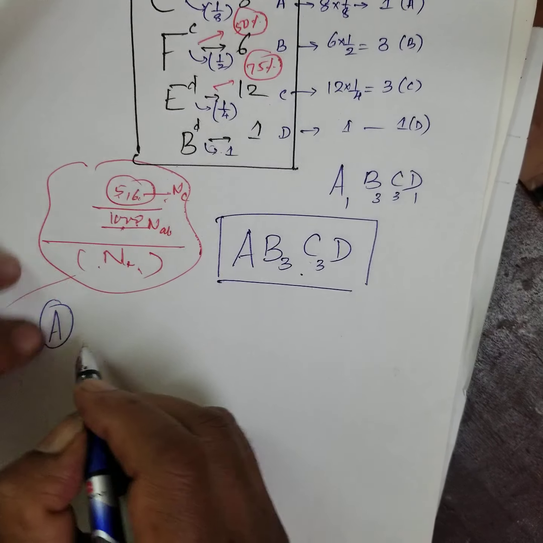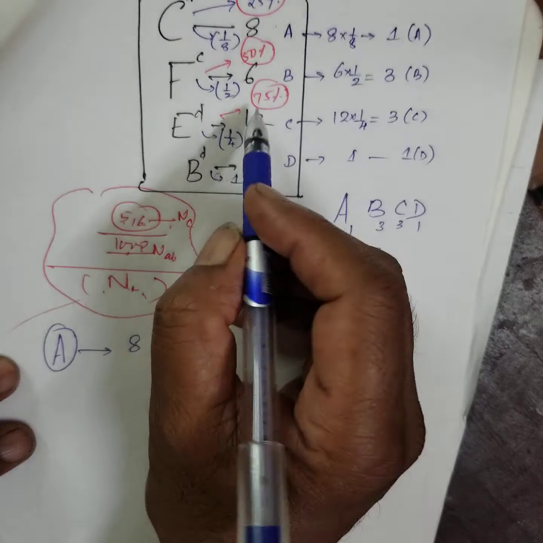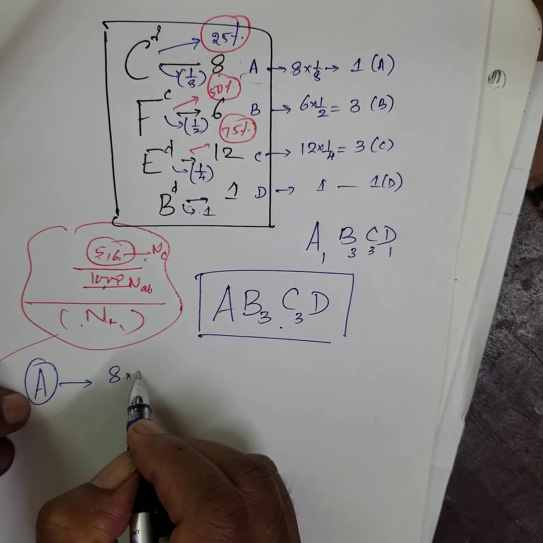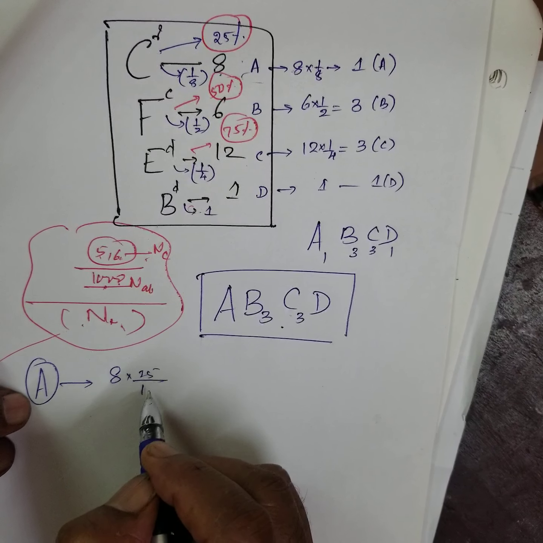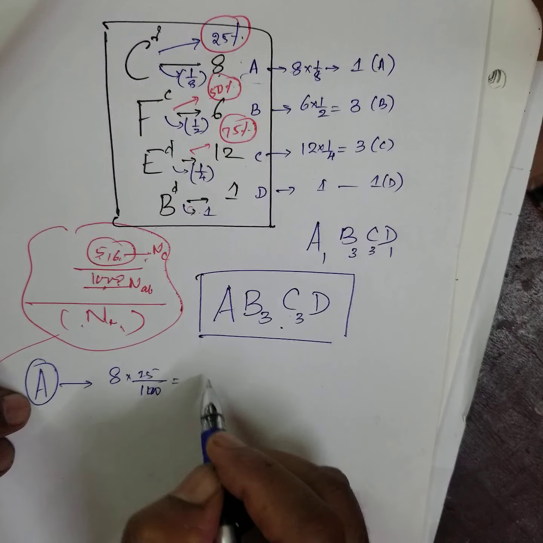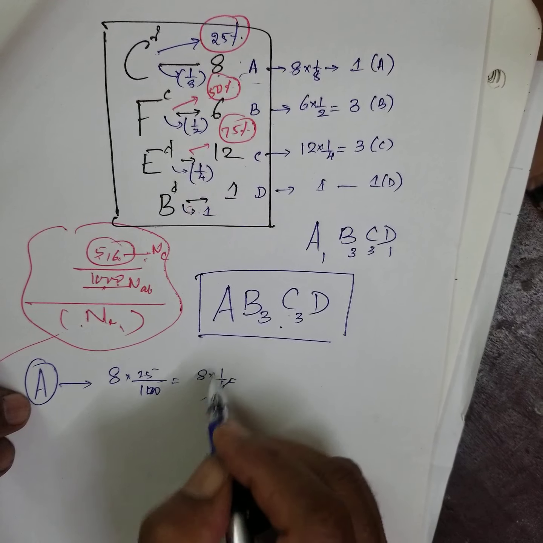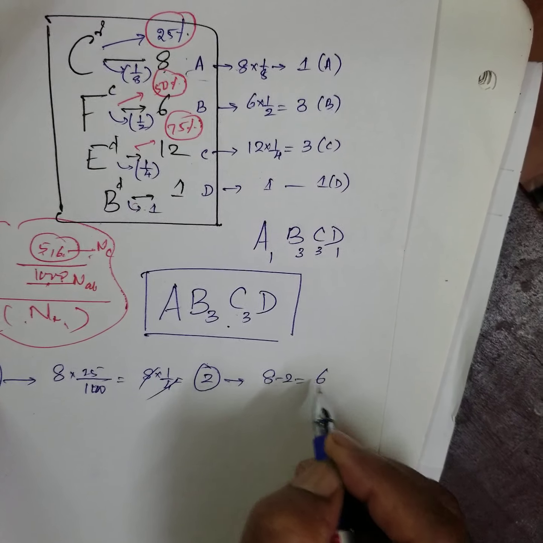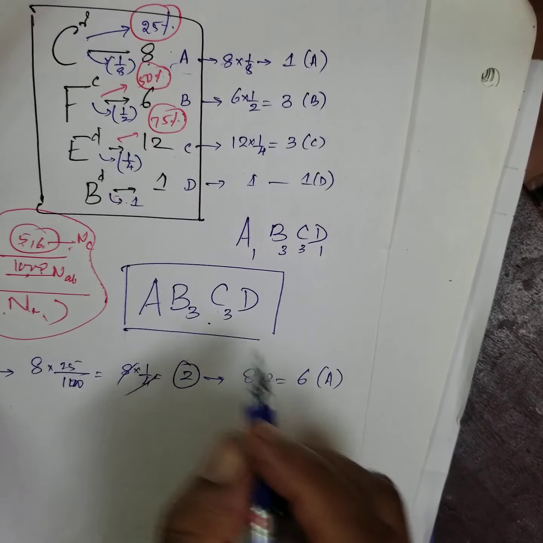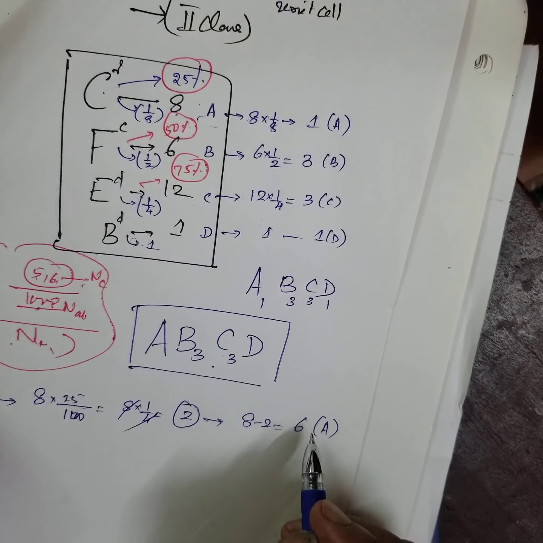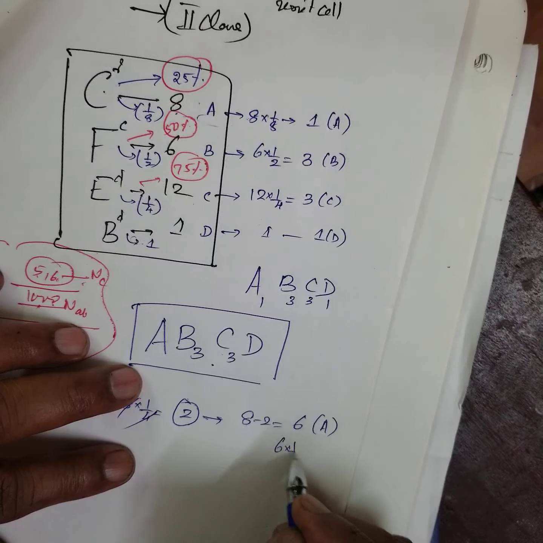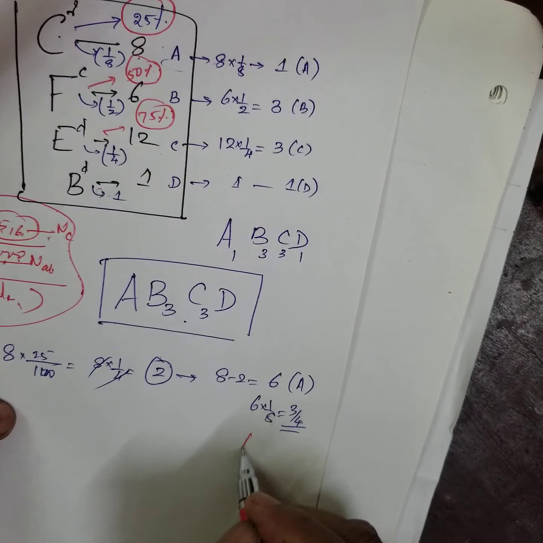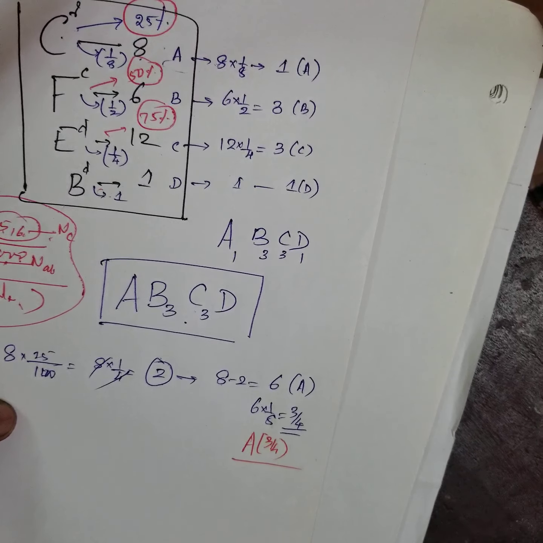Now A. How many atoms are there at the corner? 8 atoms. 25% is removed. 25% means 25 by 100, that means 8 into 1 by 4, so they removed 2. How much is remaining? 8 minus 2, 6 is remaining in A. And what is the contribution of the corner? 1 by 8. Therefore, 6 into 1 by 8 is equal to 3 by 4. Therefore, for A, it is 3 by 4.